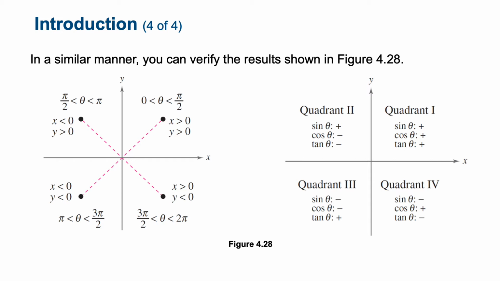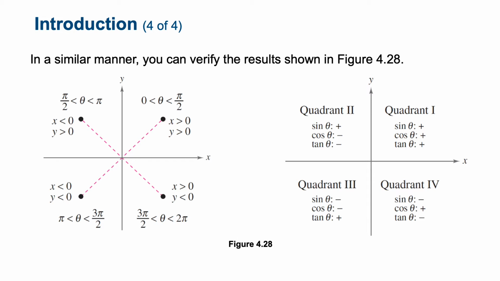Look at the picture on the left. What's up with quadrant 1? In quadrant 1, x is positive, and for any point in quadrant 1, y is positive. Of course, theta is between 0 and pi over 2, or 0 and 90 degrees. Okay, so quadrant 2, let's continue.